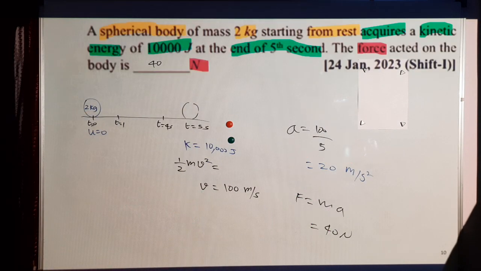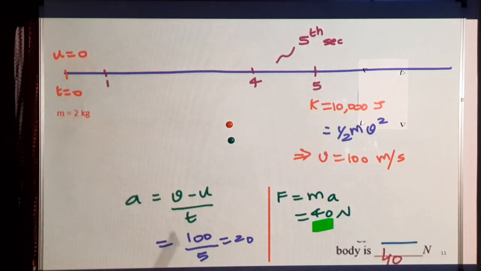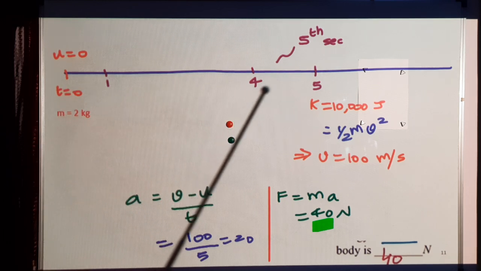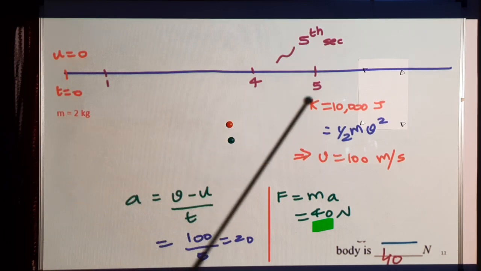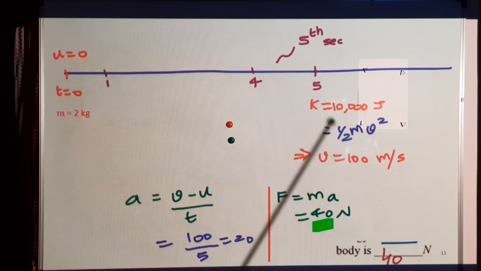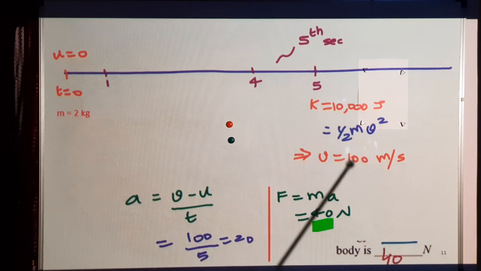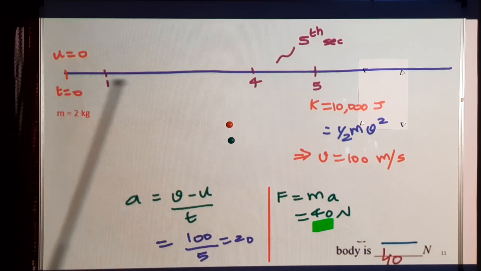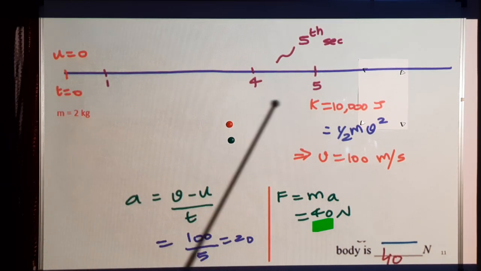What is the correct answer? So the body is starting from rest at t equal to 0 and the mass of the object is 2 kg. The fifth second is between t equal to 4 and t equal to 5 seconds. At the end of the fifth second, the kinetic energy is 10,000, given in the question, which is half m v square, and m is 2 kg. So v square is 10,000, so v is 100. The acceleration is increasing the velocity from 0 to 100 in 5 seconds, so it's 20 meter per second square. Force is mass into acceleration, which is 40 Newton.